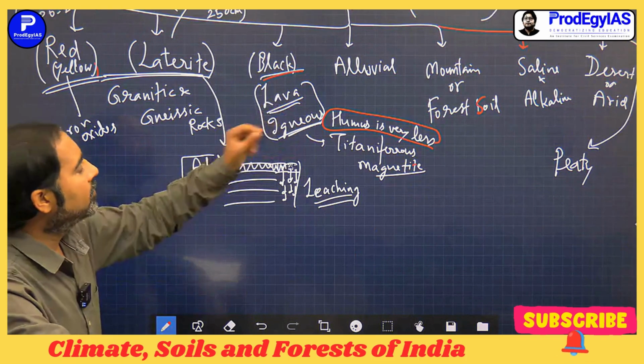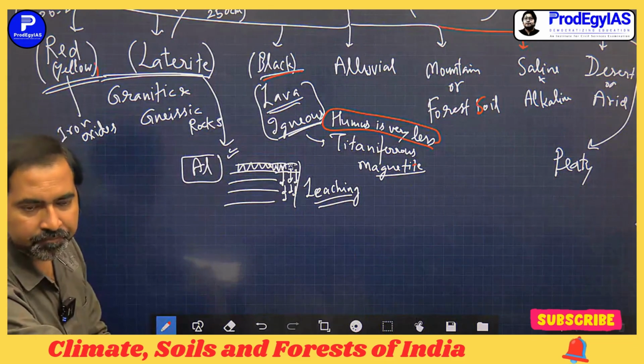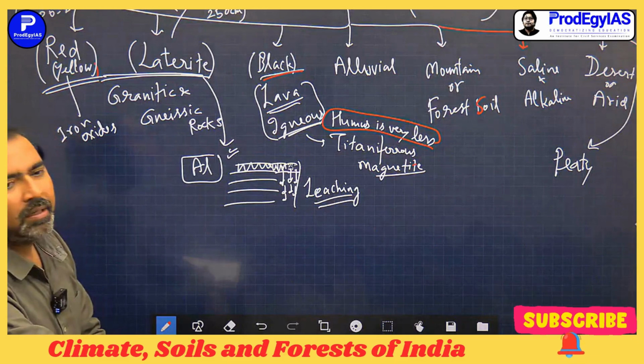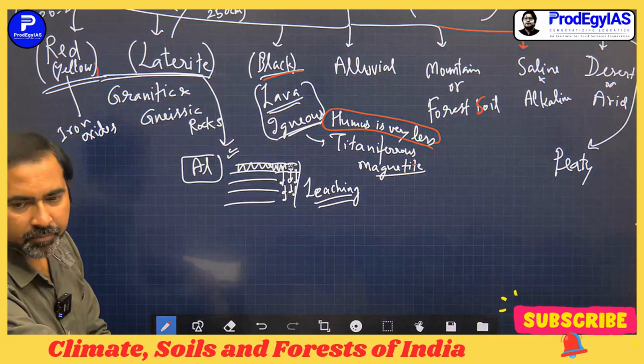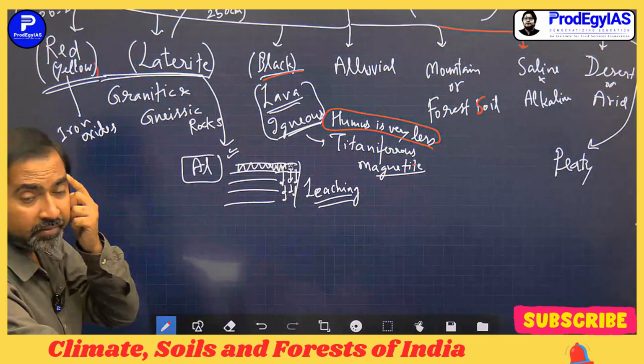It develops cracks during the dry season. That is why it is also called self-plowed soil. Yeah, self-plowed soil. It needs less plowing.